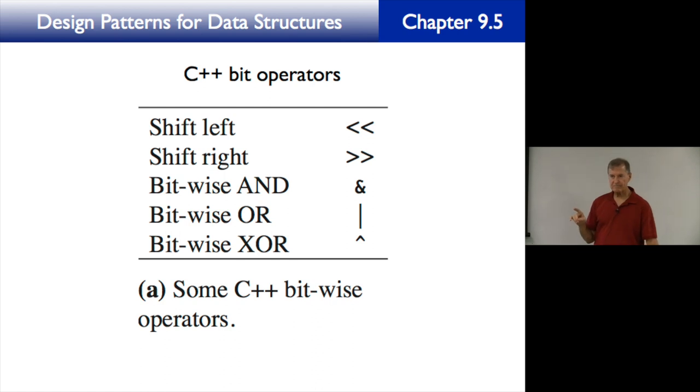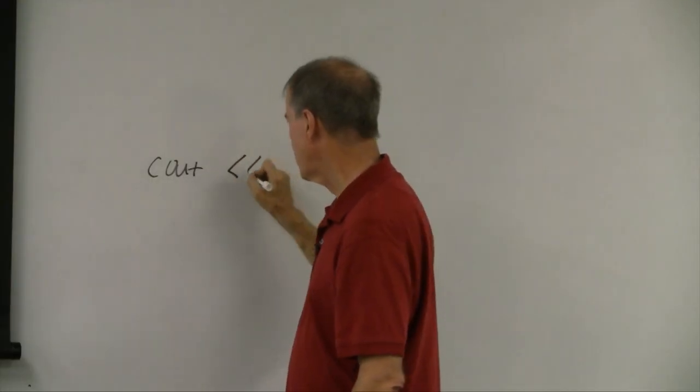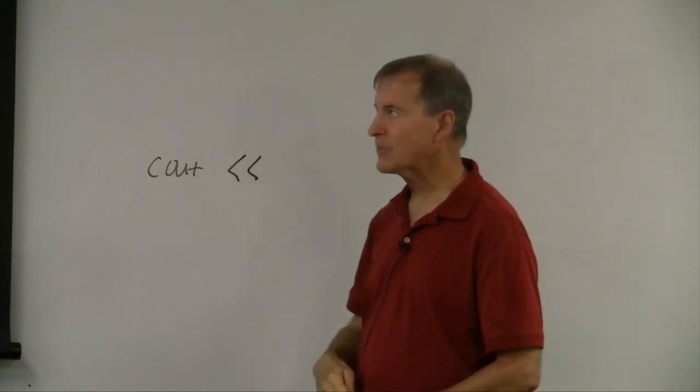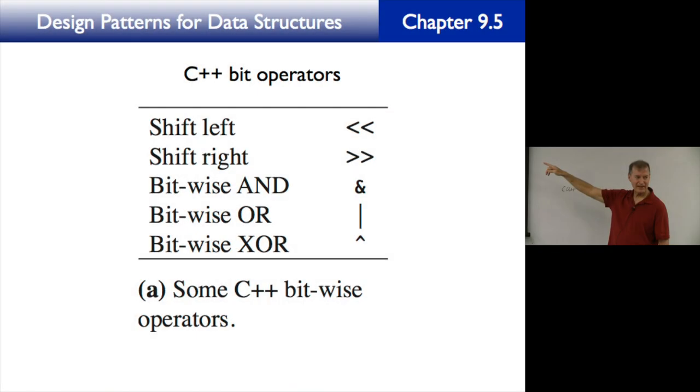The first one is called shift left. And what's the symbol for shift left? Less than, less than. But wait a minute, I thought that was how we did cout. If we do cout, boom, boom, boom. Isn't this what goes with cout? What's the deal? Well, guess what, you guys? This one came first in C, and then in C++ they overloaded that operator to do this.